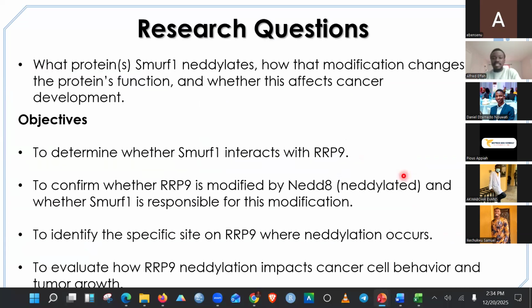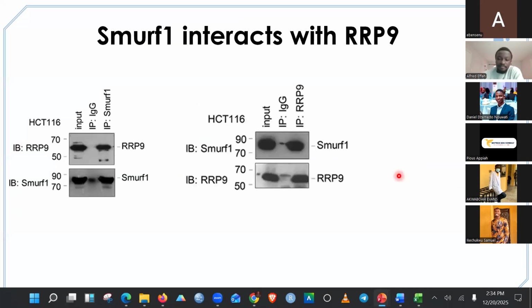So that's what they did in the reciprocal. This is what we call reciprocal co-IP. In the first one, we used antibodies against this, and we saw that this was present. Okay, let's turn it. Let's use antibodies against RRP9 and see if we are going to see SMURF1. And now we are seeing SMURF1. So the two results confirm that there is an interaction between SMURF1 and RRP9.